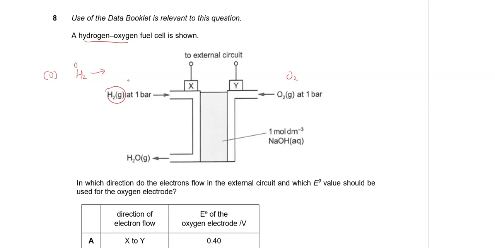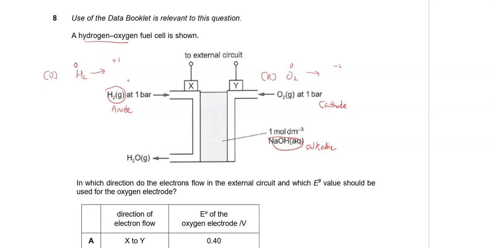Oxygen gas, because the oxidation state of oxygen is 0, will have to undergo reduction, because the common oxidation states of oxygen are -2 and 0. Since it's 0, the logical thing is to go to -2. For hydrogen, the common oxidation states are 0 and +1, so hydrogen must undergo oxidation. In this case, this will be your anode, this will be your cathode. Take note that we are doing this in alkaline medium.